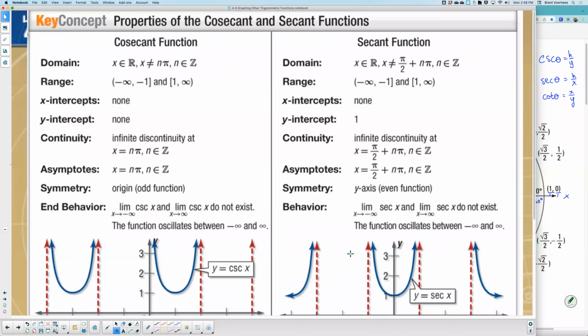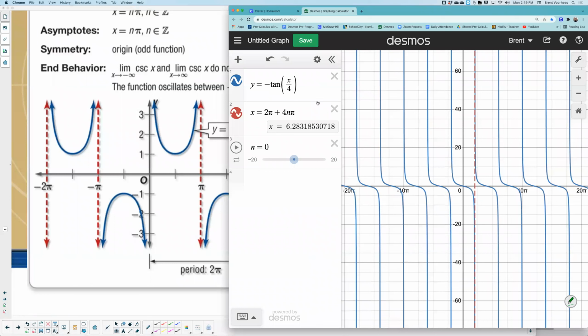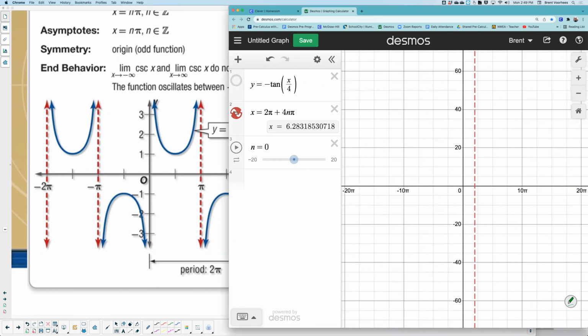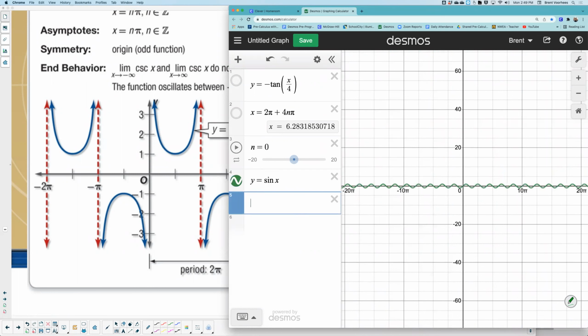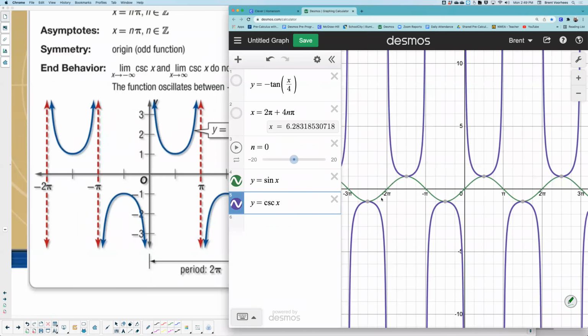All right, let's look at cosecant and secant. These graphs, if I haven't shown you already, they look like parabolas. Have I already shown you this class? No. Okay, let me go over here. I want to show you sine compared to its reciprocal cosecant. Here's how these work. These are the two reciprocal functions of sine and cosine. Sine and cosecant are the sine family.